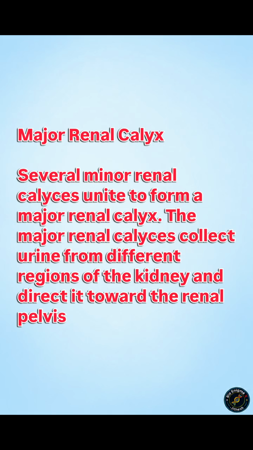Major renal calyx. Several minor renal calyces unite to form a major renal calyx. The major renal calyces collect urine from different regions of the kidney and direct it toward the renal pelvis.